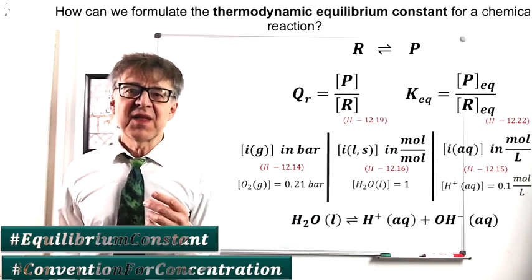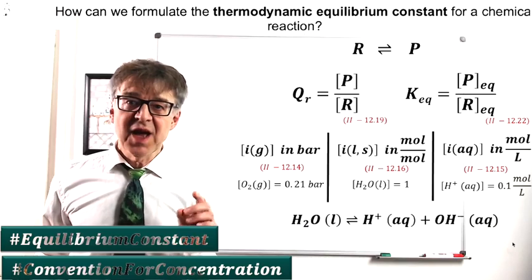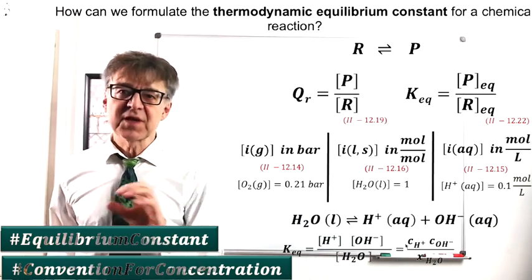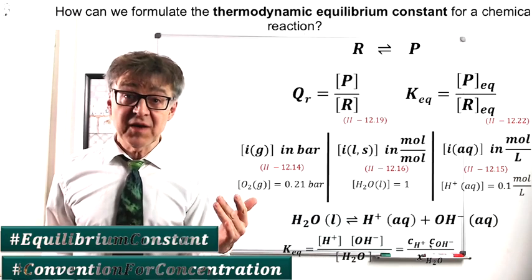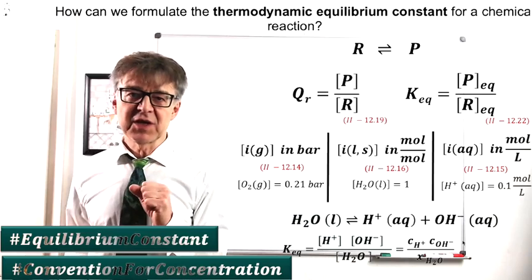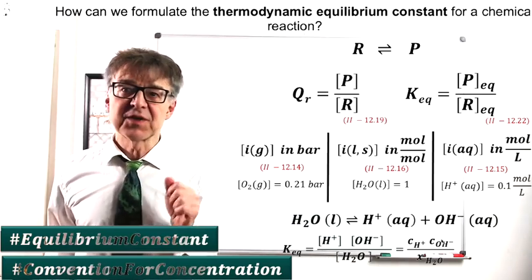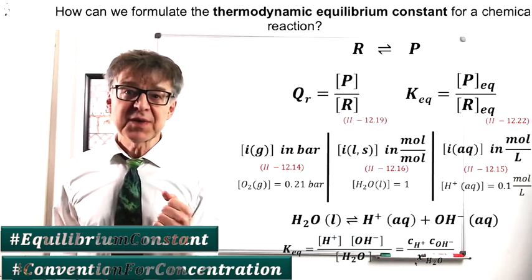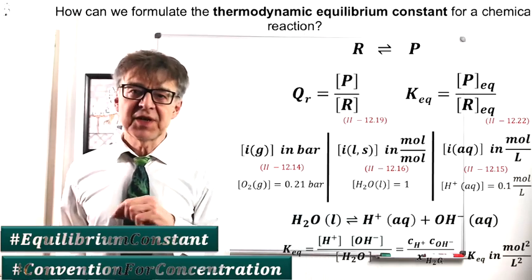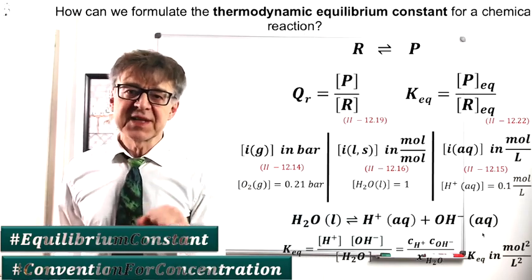This means that the thermodynamic equilibrium constant for autoprotolysis of water must be formulated as follows. There are two dissolved substances in the numerator of the law of mass action, molarity of H plus and molarity of OH minus, in moles per liter. In the denominator, the concentration of liquid water must be quantified using the mole fraction. This defines the unit of the equilibrium constant, moles squared over liters squared.